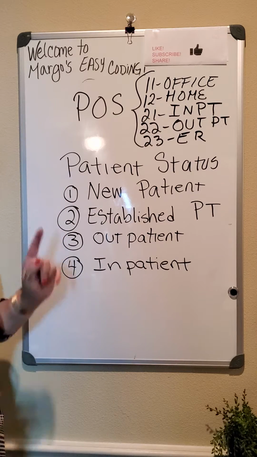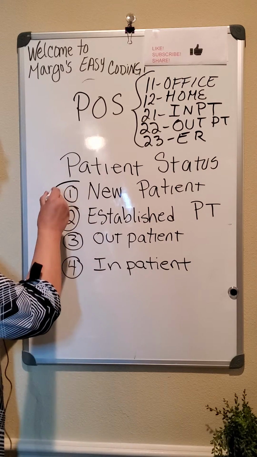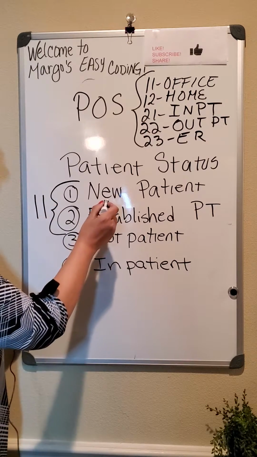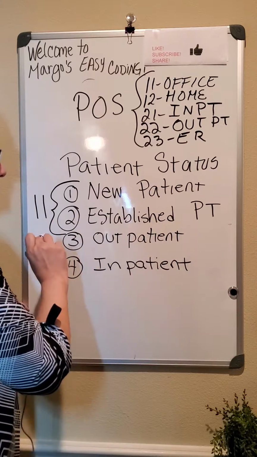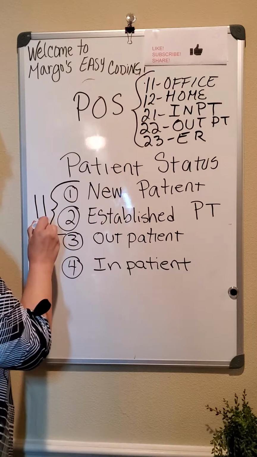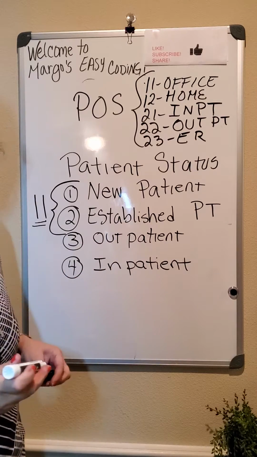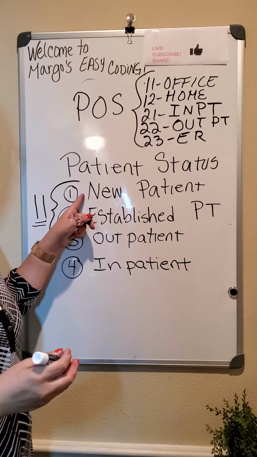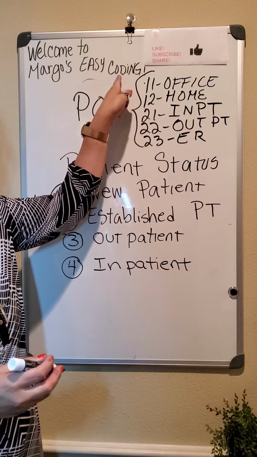These 2 patient status, their place of service is always 11. Is this a new patient being in the doctor's office? Place of service is 11. Is our established patient being seen in the doctor's office? New and established patients are always place of service 11.